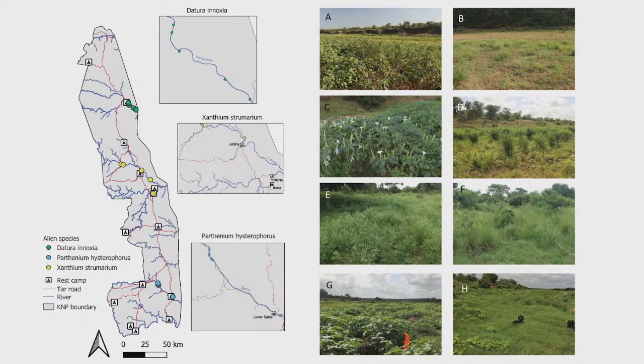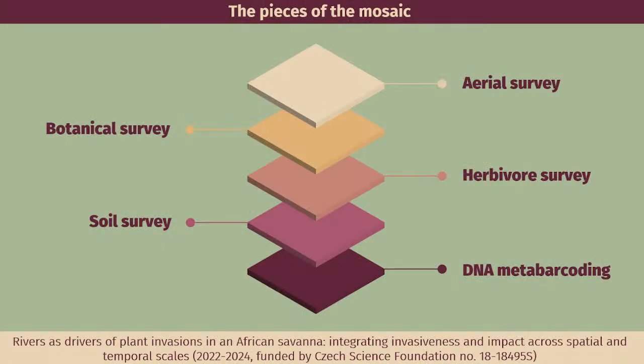And in each of these sites, we established paired plots invaded and non-invaded by the target species. So here in this picture, you can see some examples. A is a plot invaded by Datura. B is the paired uninvaded plot. The same with C, invaded by Datura, and its uninvaded paired plot. E, invaded by Parthenium. F, uninvaded paired plot. And G, invaded by Xanthium, and H, the paired uninvaded plot.